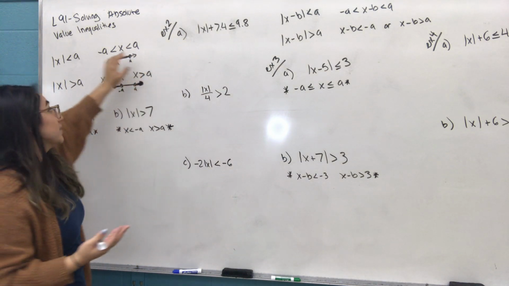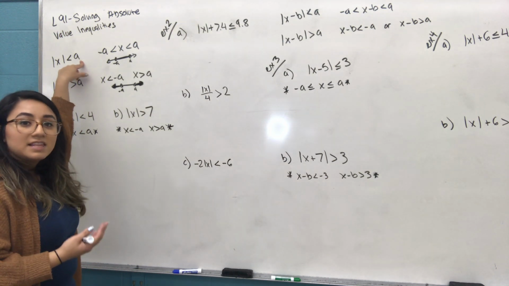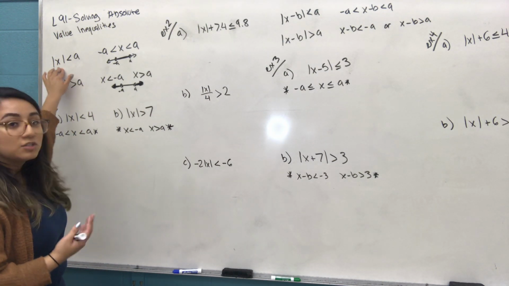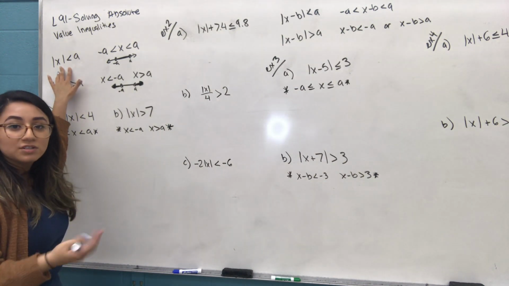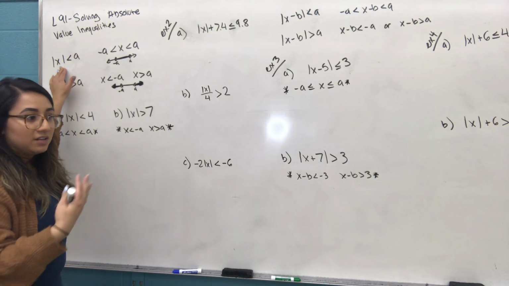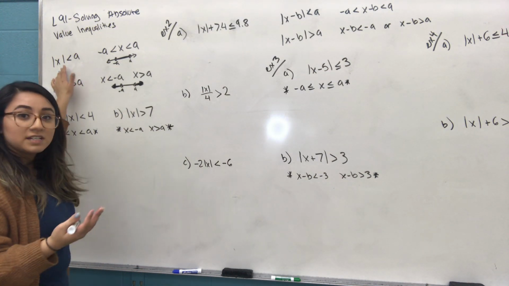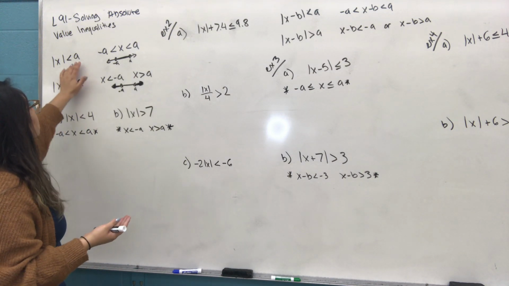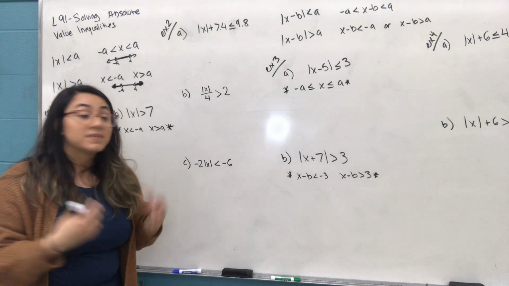Let's say for 7, the absolute value of x is less than 7. That means x could be a range. That's what inequalities mean. It's like a range of answers, not just one answer anymore. So x could be, let's say, the absolute value of negative 6. Absolute value of negative 6 is actually 6, and 6 is less than 7. So that means it has to be between the numbers negative 7 and 7.